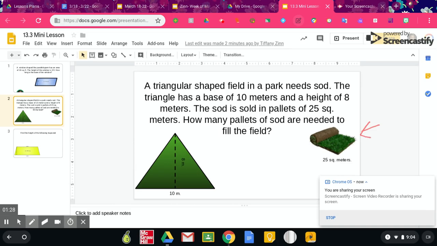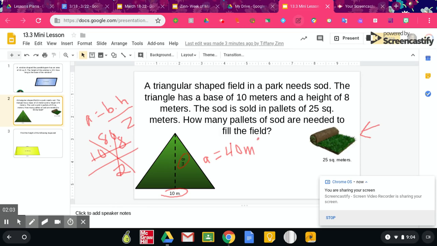So it gives you all the information you need to find the area of that triangular shaped field. Area of a triangle is base times height divided by 2. So we've got a base of 10 right here times the height of 8. Then we have to divide that by 2. So 10 times 8 is 80. And 80 divided by 2 is 40. So this ballpark has an area of 40 meters squared.